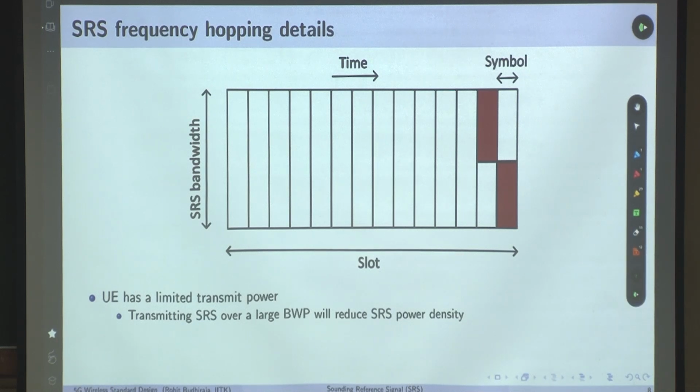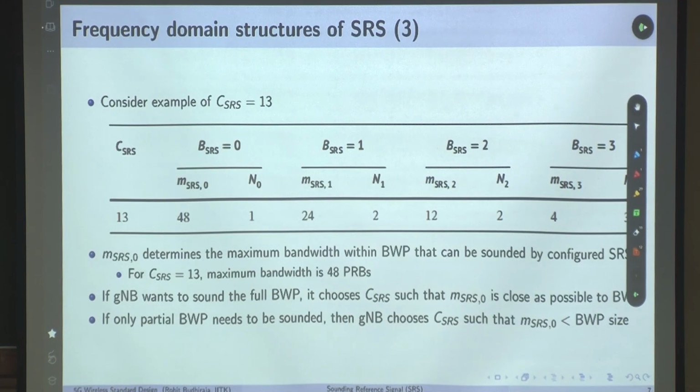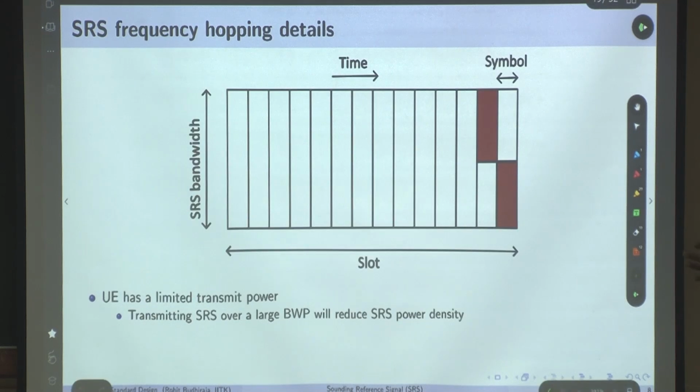Now all these parameters help in something called hopping. Hopping is basically you change the frequency and then transmit the SRS. We'll come to it. But I'm just telling you what hopping is. You keep hopping from one frequency to another. Just understand that, and we'll see how that hopping is happening.